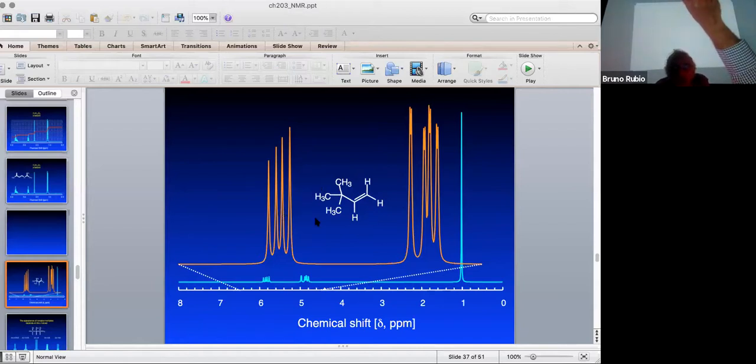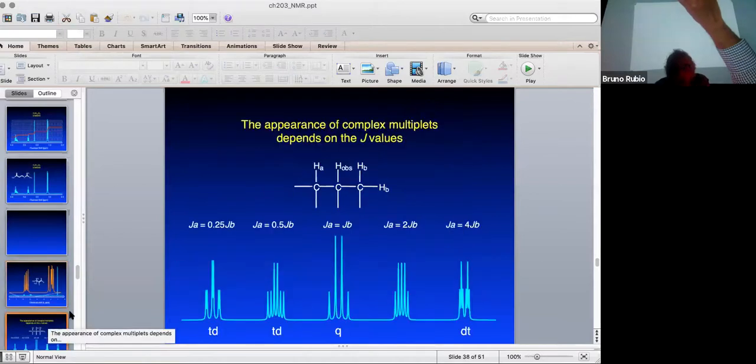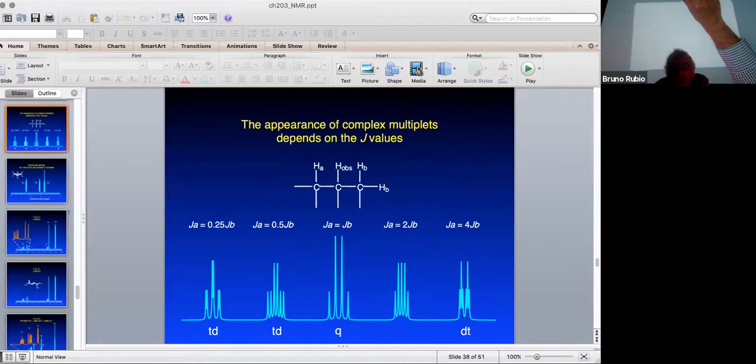And you know, these signals over here, believe it or not, they're also doublets of doublets. But this is a very nice isolated doublet of doublets. So you can see the approximately 1 to 1 to 1 to 1 pattern over here. Okay, we talked about how the appearance of the multiplet depends on what the coupling constants are, and that's why we like to use that splitting tree.